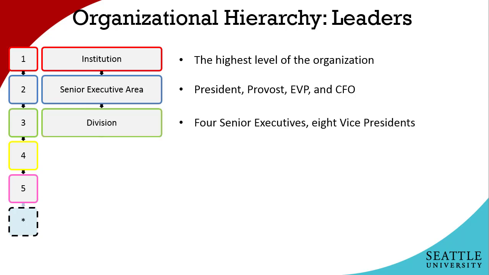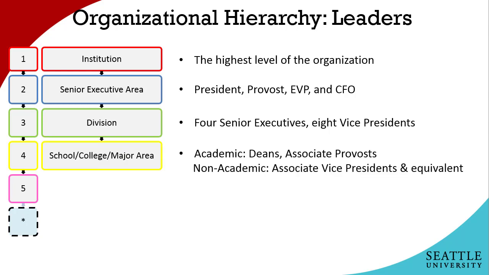Division. Senior executive areas are divided into the 12 divisions of the institution. The administrators of those divisions include the 4 senior executives already named, as well as 8 vice presidents. School, college, major area. Each divisional administrator provides direct or indirect oversight of the activities in their division. Where the oversight is indirect, the divisional administrator relies on a school, college, or major area administrator to provide more focused supervision of certain activities.